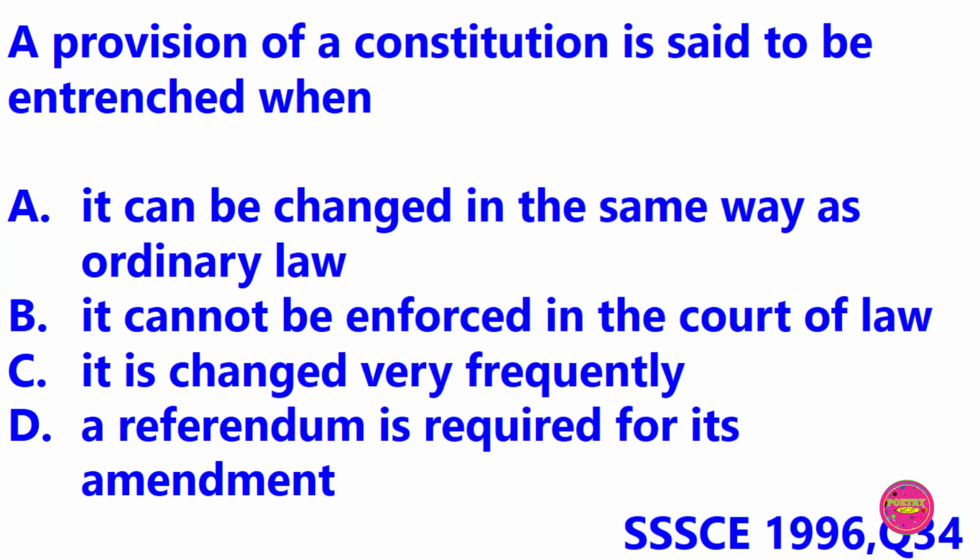A provision of a constitution is said to be entrenched when A. It can be changed in the same way as ordinary law, B. It cannot be enforced in the courts of law, C. It is changed very frequently, D. A referendum is required for its amendment. The correct answer to this question is D. A referendum is required for its amendment.